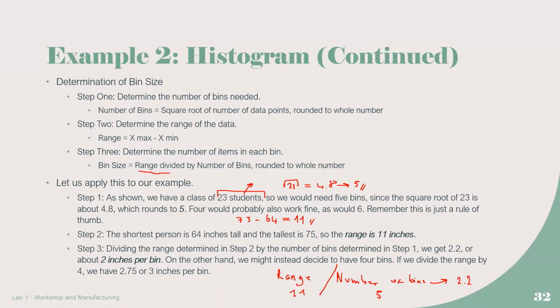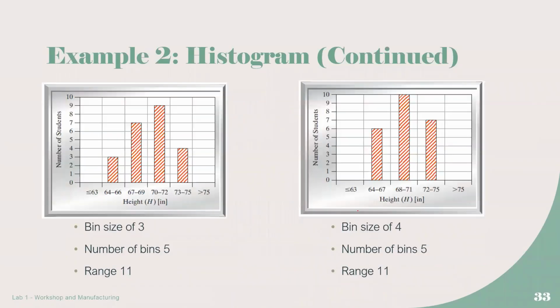Is it 2.2? Yep. Okay. So you're just going to round it, and let's say round it to the 2. Okay. And here, this is your bin size. And after that, you can build your histogram. Here on the left, this one, the one we were building.